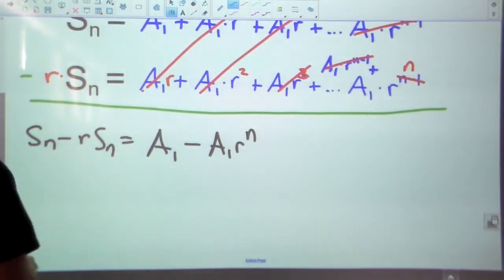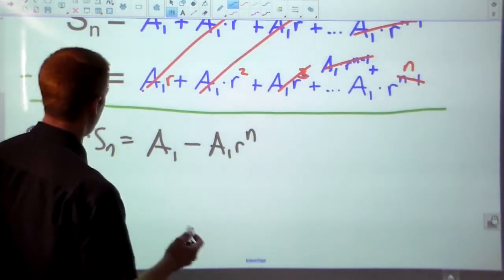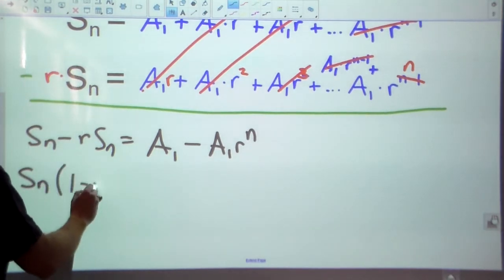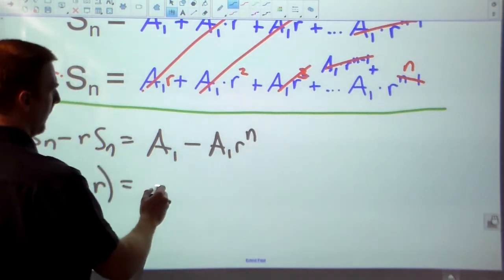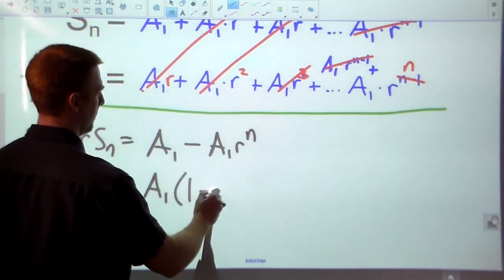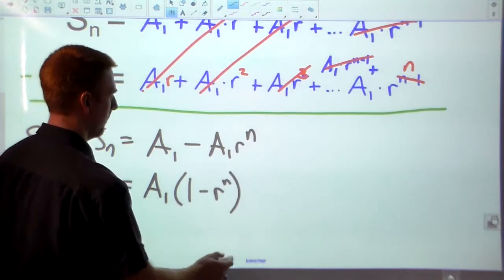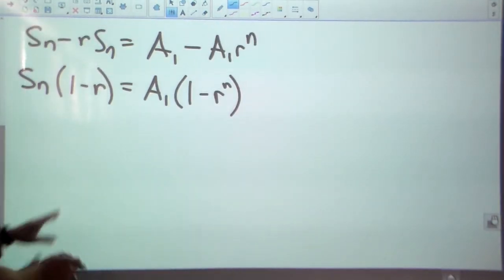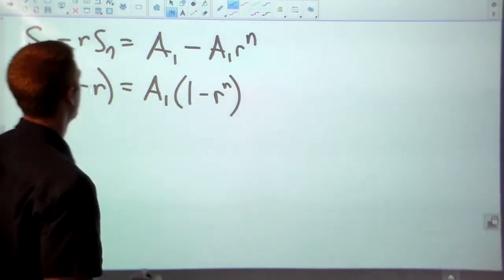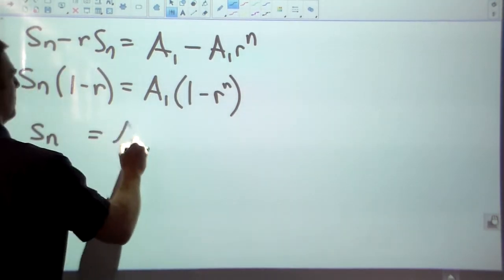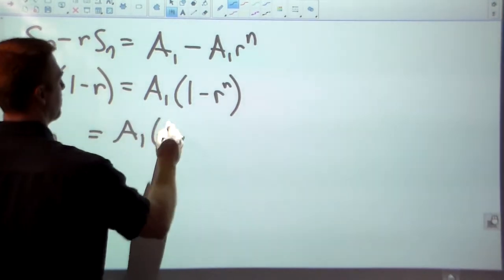And if I'm going to solve this thing for S sub n, we're going to need to do a little bit of factoring. So let's take that step. S sub n times 1 minus R equals, and I'm going to go ahead and factor here. You don't have to, but I think it's easier if we do. And the formula, you're generally going to see it factored anyway. So let's take that step. Again, I took A sub 1 out of both terms. I'm trying to get S sub n by itself, so the only thing left to do really is to divide by 1 minus R.